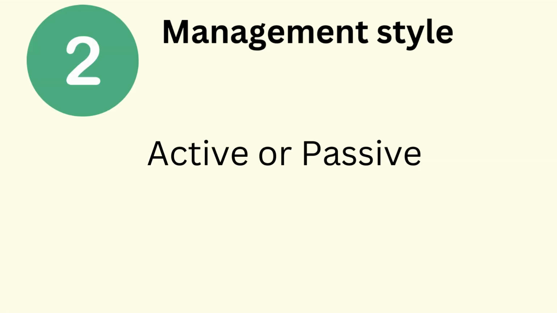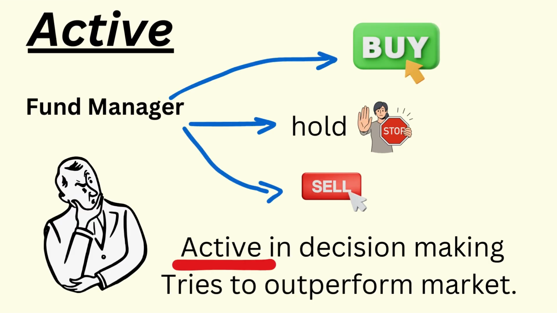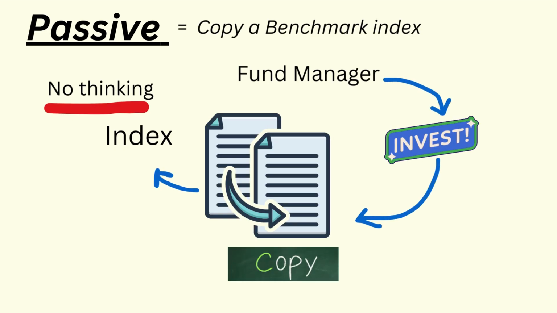Second is management style. It is either active or passive. In active, the fund manager is involved actively in decision making and tries to outperform the market. He has to think when to buy, hold or sell as per the market conditions. And in the passive one, he simply copies a benchmark index. A fund manager invests in all the stocks which are in the index. He tries to copy the index where there is not much thinking about it.